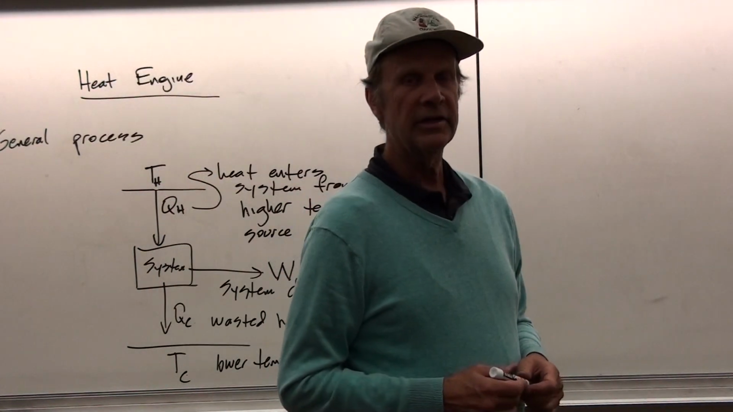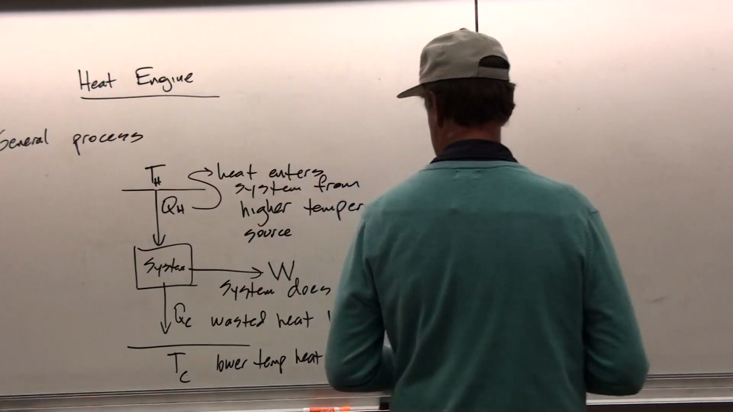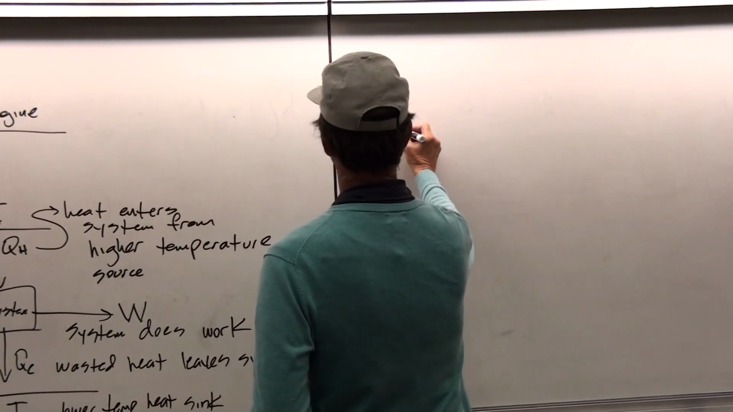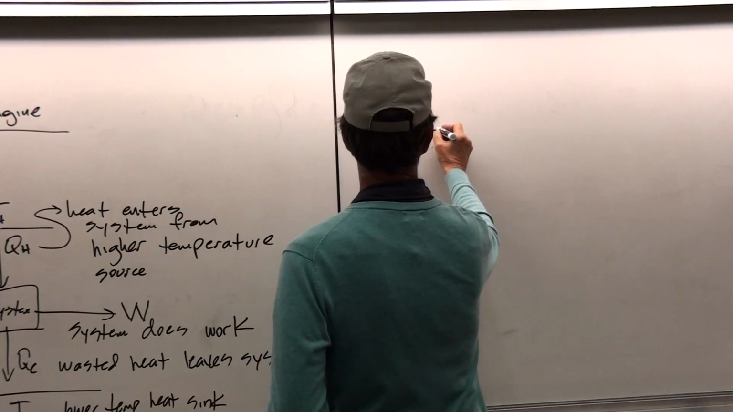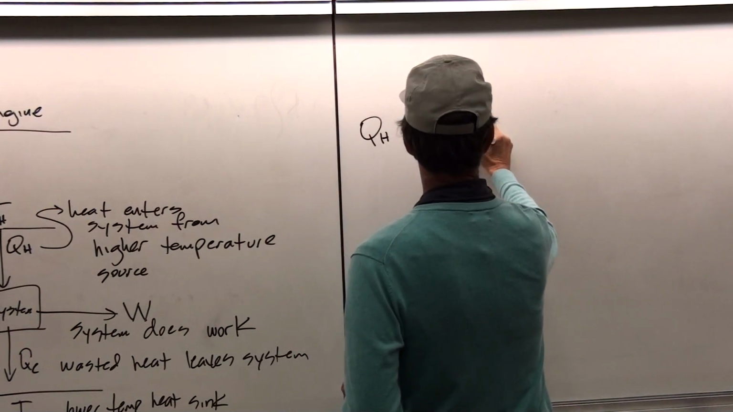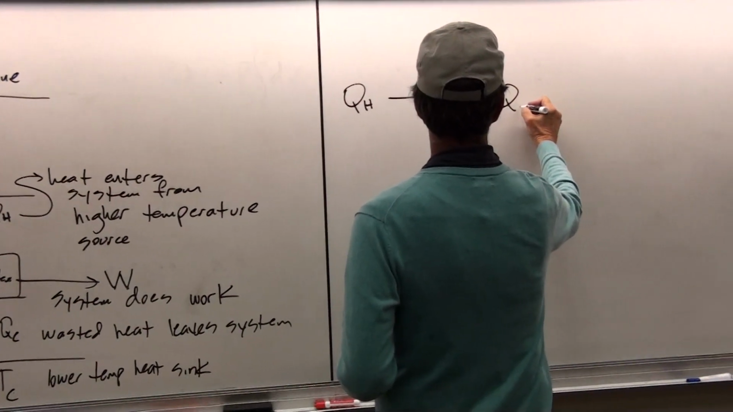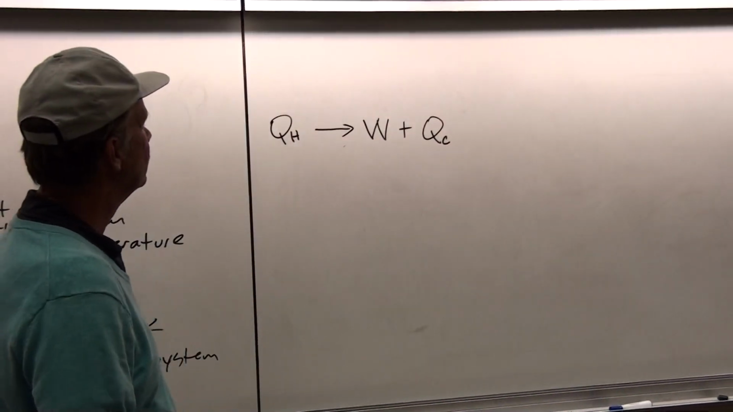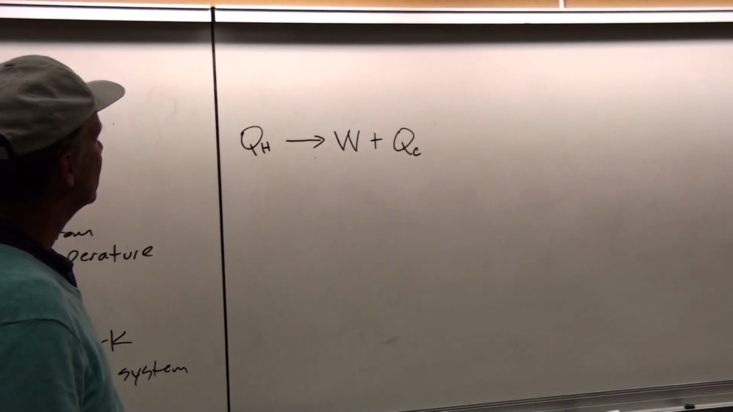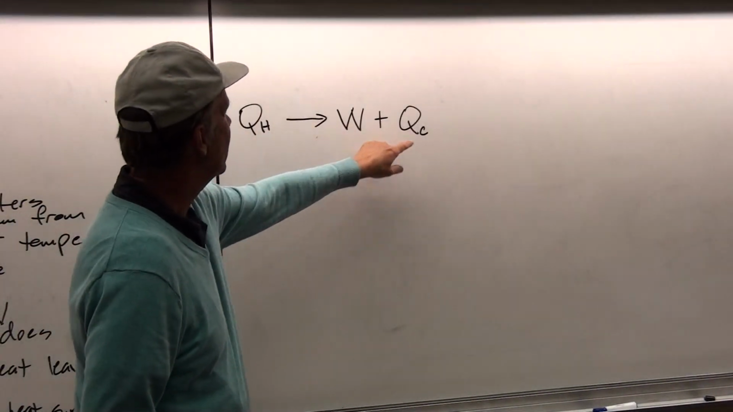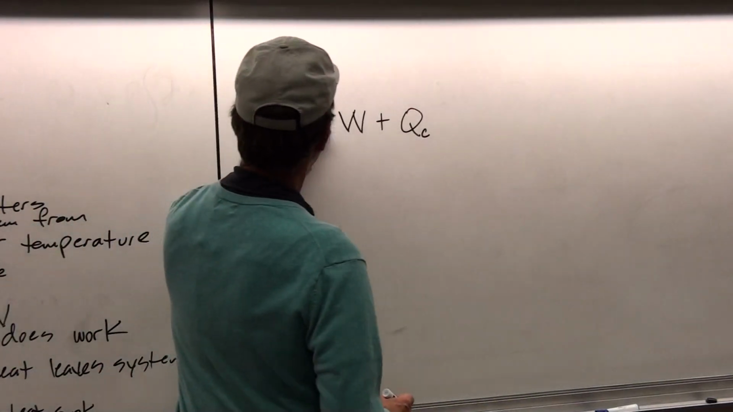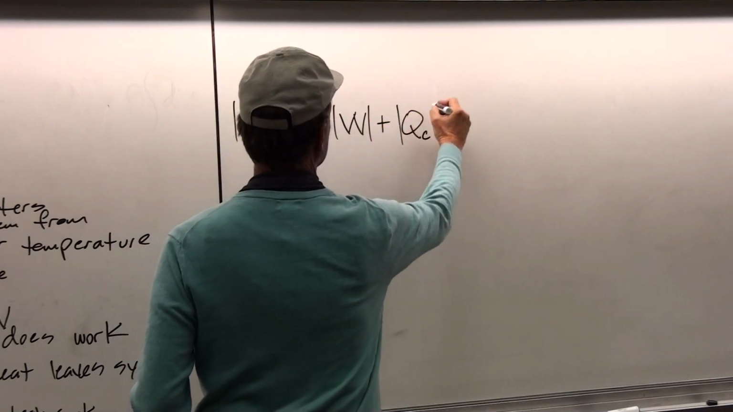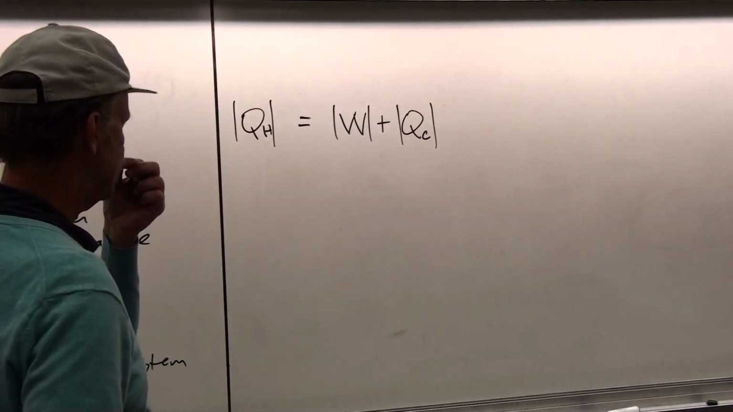But in general, we can say that there are certain things that these systems have in common. We can say that QH, that's the heat that enters the system at higher temperature, has to equal W plus Q cold. Okay, so this is the wasted heat, and this is the useful work that is done. So this process then connects the heat that leaves the system at a higher temperature to the amount of work that's done and to the wasted heat.